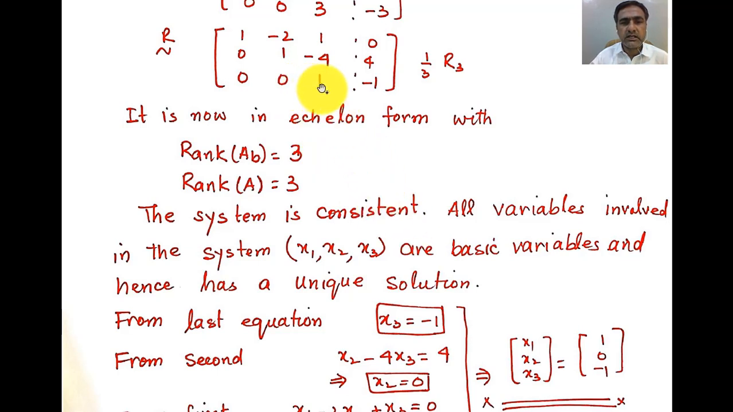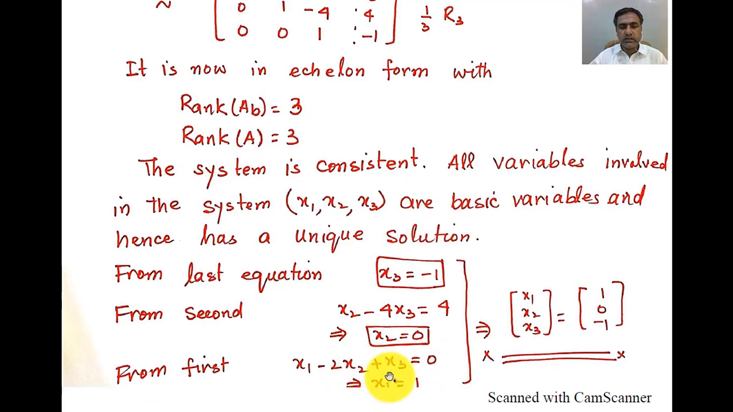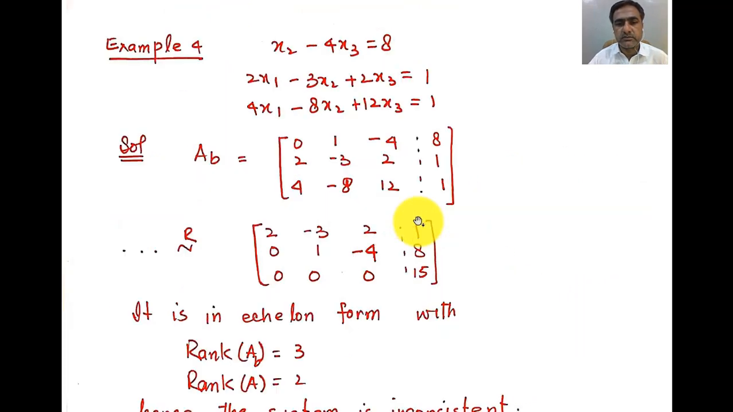And how can we compute that? We use backward substitution. We start from this last equation. From this last equation, we have x3 equals -1. From here, I have x2 minus 4x3 equals 4. So I substitute the value of x3 as -1, and hence I have x2 equals 0. Similarly, from this equation, I have x1 minus 2x2 plus x3 equals 0. If I substitute the values of x2 and x3, I have x1 equals 1. So the solution of the system is given by 1, 0, 1. This is the unique solution of the system.